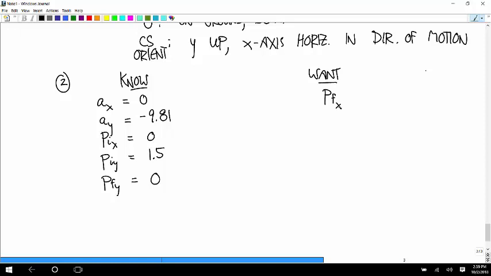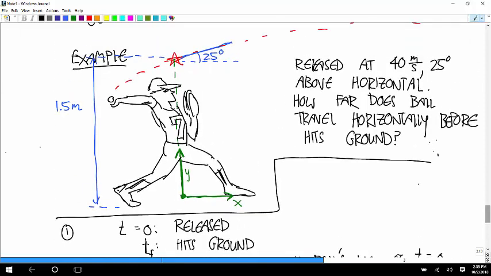Any questions about that? Yes. Because our coordinate system is on the ground, and when the thing hits the ground, we know that its height is 0.